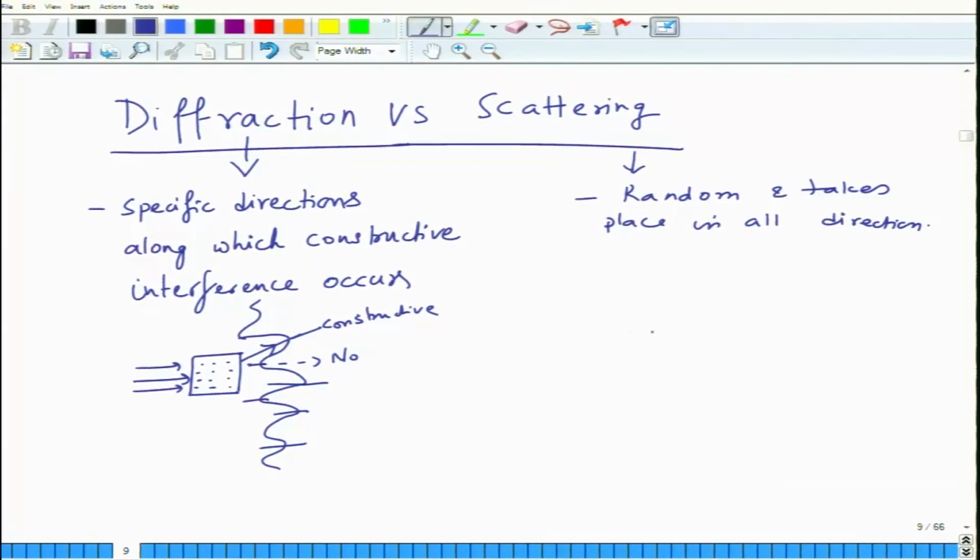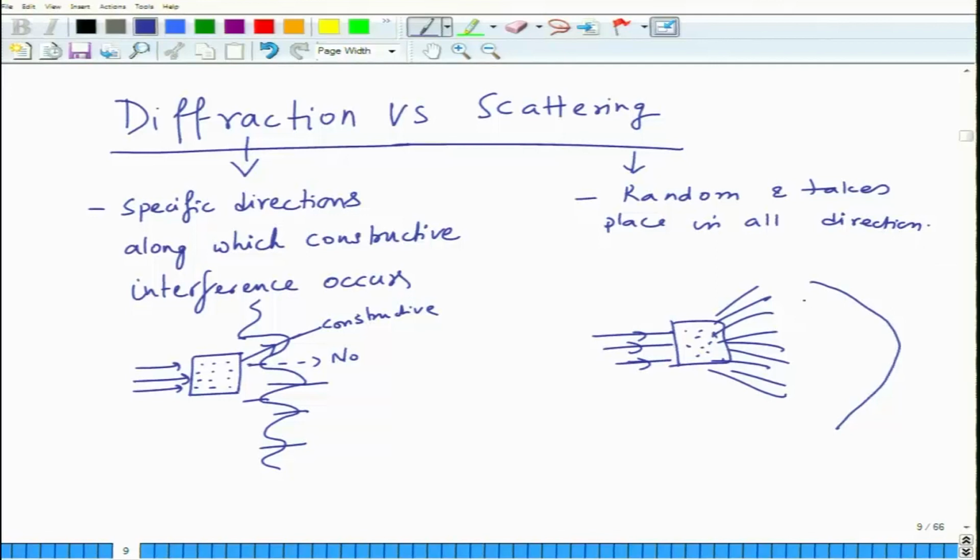Whereas, in this case, when radiation encounters an object which may be non-periodic, then you have a scattering in all the directions, and a very weak effect is observed, okay. So, you will have a sort of broad hump as a function of spacing or angle. You will not have a particular constructive or destructive interference.